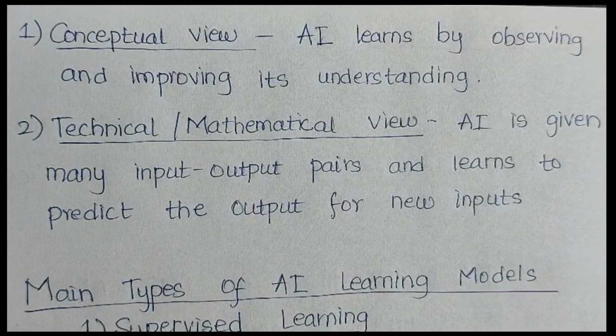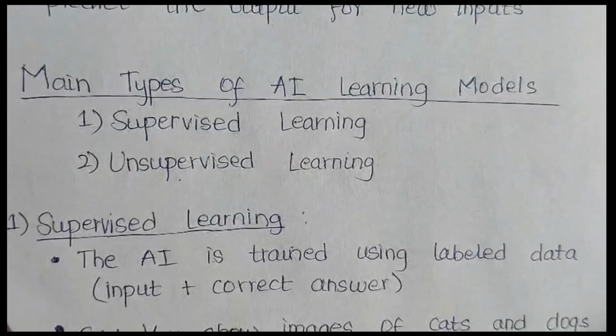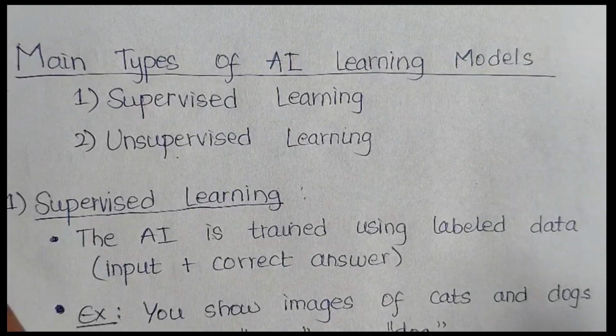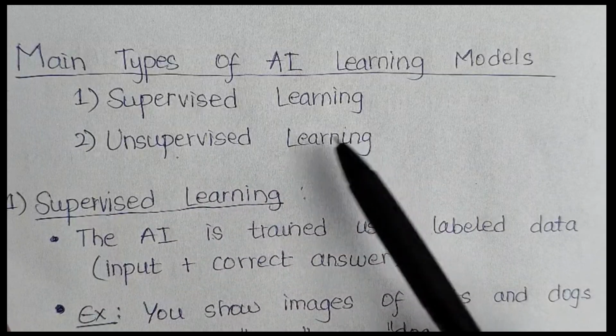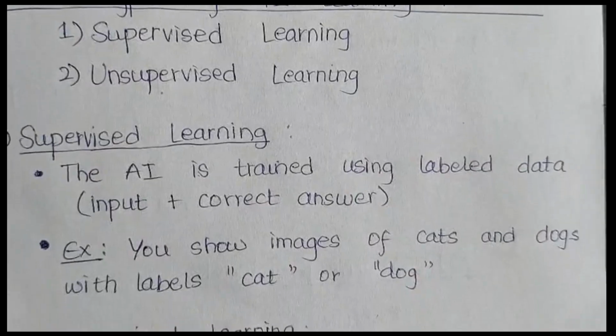Next, coming to the main types of AI learning models, there are two main types: supervised learning and unsupervised learning. First one is supervised learning.